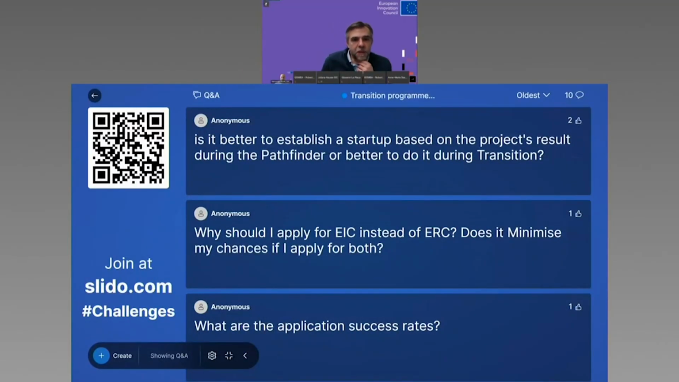Is it better to establish a startup based on the project results during Pathfinder, or better to do it during transition? We get this question quite a lot, right, Marco? Usually my answer is that we don't pre-specify that they have to create a company. They can go into transition without having a company yet. There are advantages and disadvantages in both. In practice it's really common sense. If you're ready to create a company and you might have some pre-seed funding already, it might make sense. If it's too early, then it will be too soon. Marco, do you agree with that?